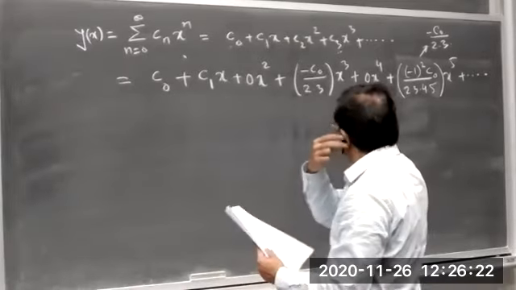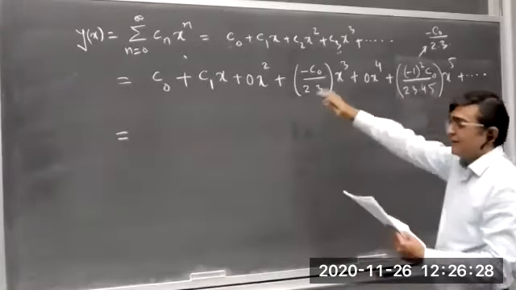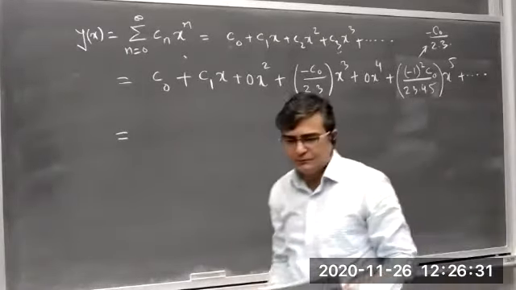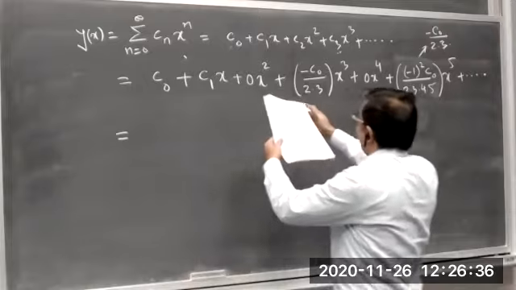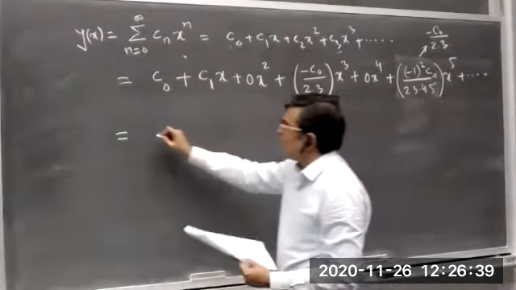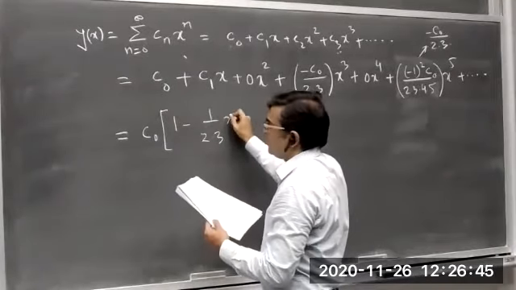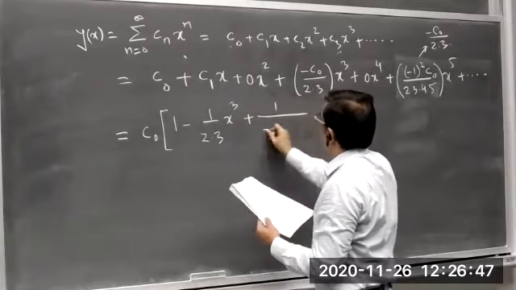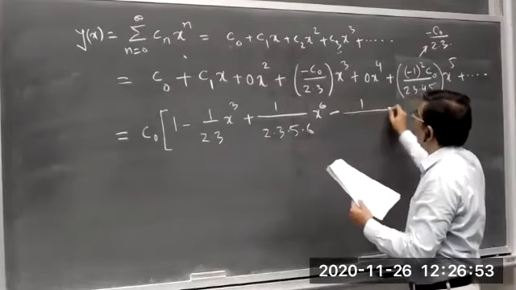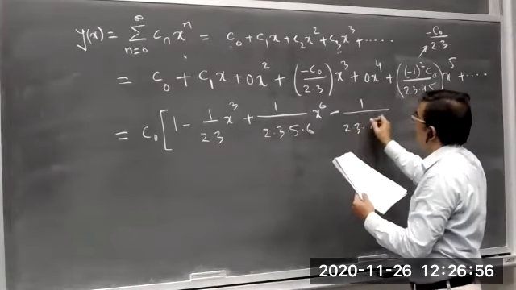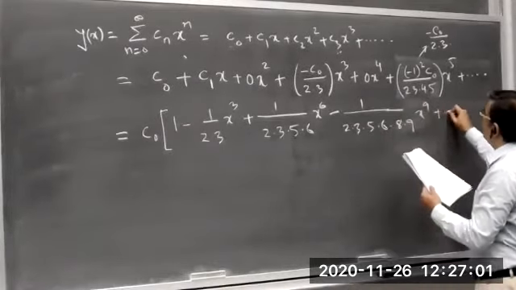After finding these constants, certain terms involve C0 and other terms involve C1. Now, after rearranging these terms and taking C0 common, we can write C0 times 1 minus 1 by 2 into 3 x power cube plus 1 over 2 into 3 into 5 into 6 x to the power 6 minus 1 over 2 into 3 into 5 into 6 into 8 into 9 x to the power 9 plus so on.